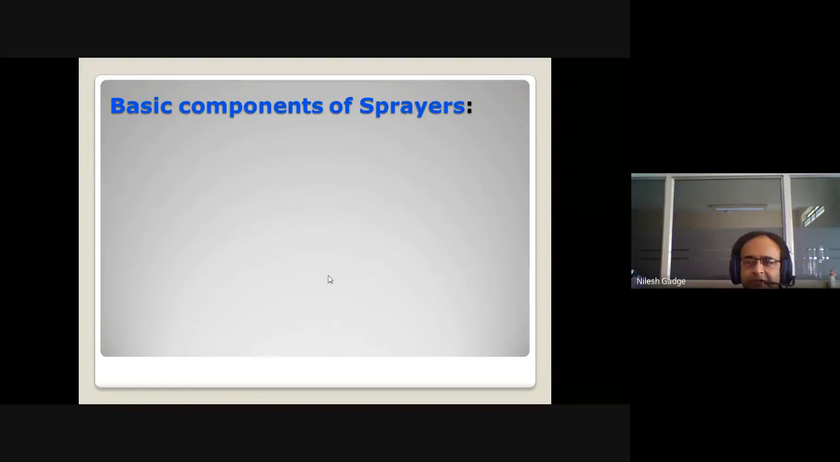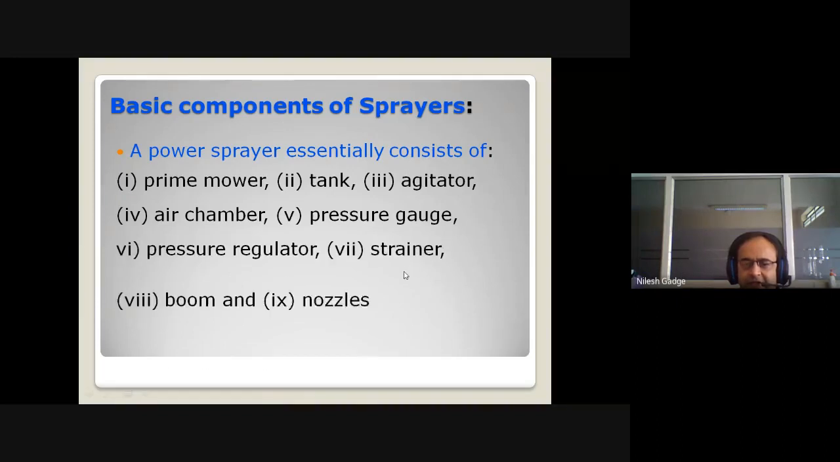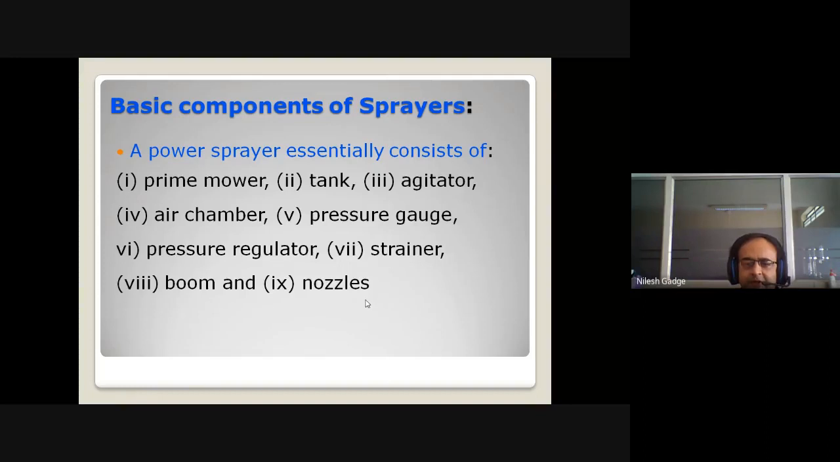The classification of dusters is later on. So we will first of all see the basic components of the sprayers. A power sprayer generally consists of a prime mover. We will see all these components or parts of the sprayer in figures; the figures are in the next slides. Prime mover means a small motor or small pump, then tank, agitator, air chamber, pressure gauge, then pressure regulator, strainer, boom, nozzles. I will tell you all these components, what is boom and what is nozzle.